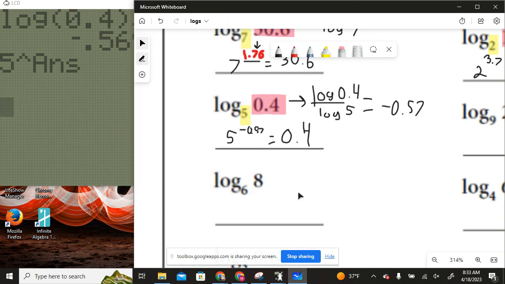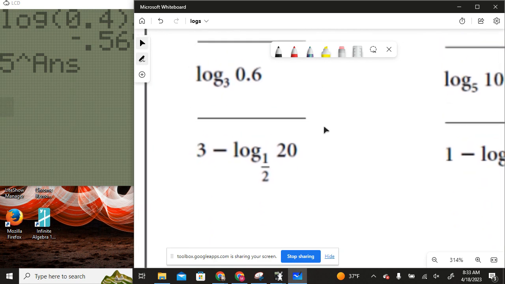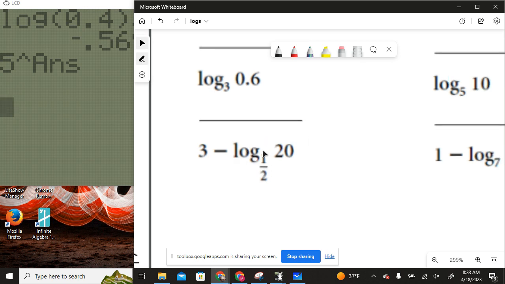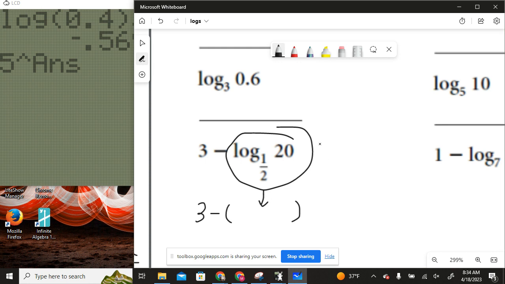We got some math and some operations happening here. So first off, we got to go through and find what this log here is going to represent. So we got 3 minus log base 1/2 of 20. First off, we got to figure out what all this jazz is. And we're going to substitute it inside of this problem. So let's just write what our problem is. And this right here will be what we get from this. All right. So to the side, let's work out this math.